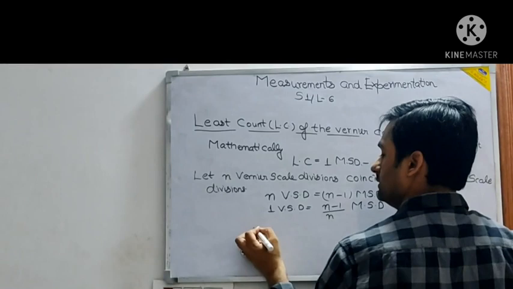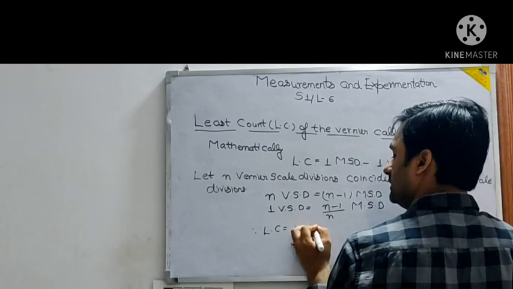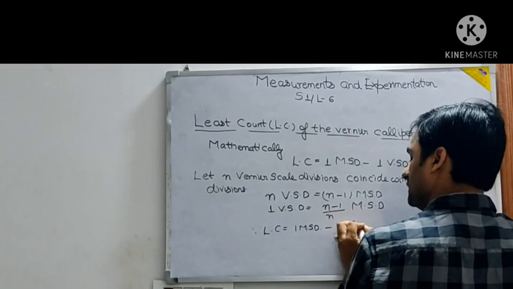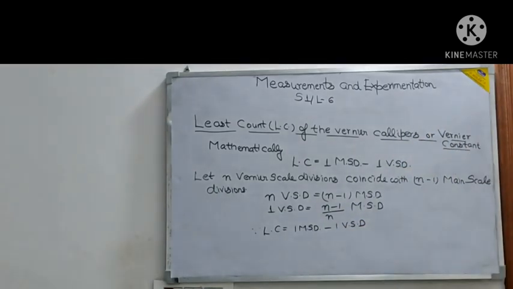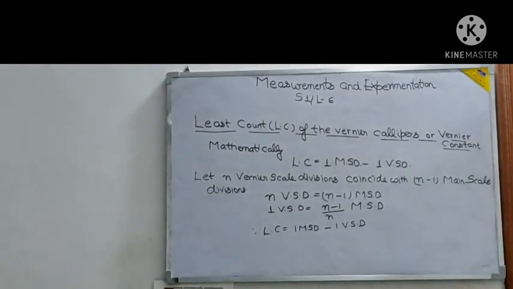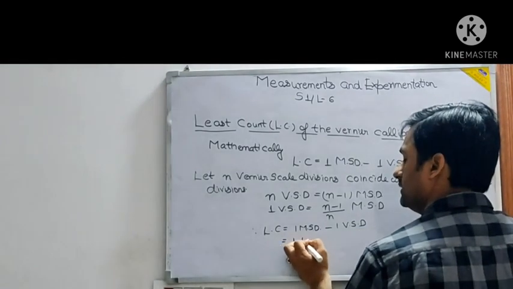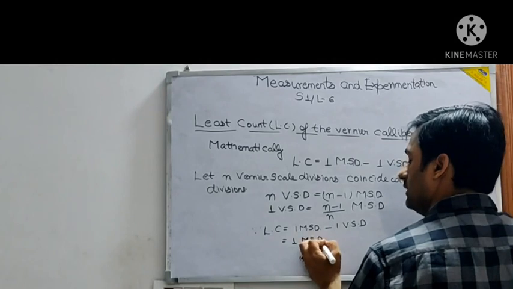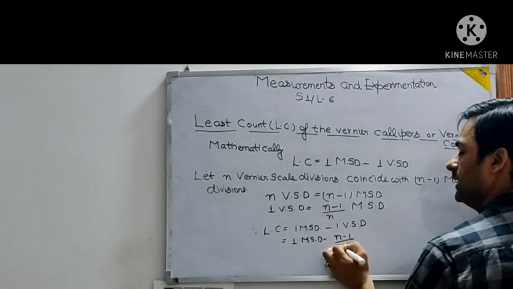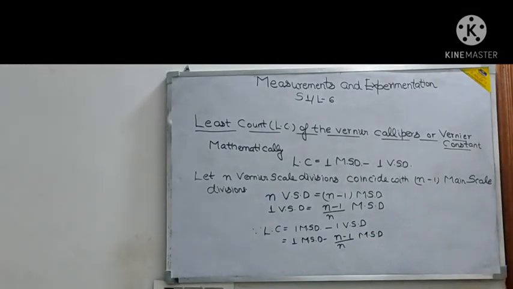Okay, and since least count is equal to 1 MSD minus 1 VSD, now see, we have got the value of VSD in terms of MSD only, so we'll put the values. So write here 1 MSD minus, what is 1 VSD? From here we write n minus 1 by n MSD. We subtract this, what will come then?